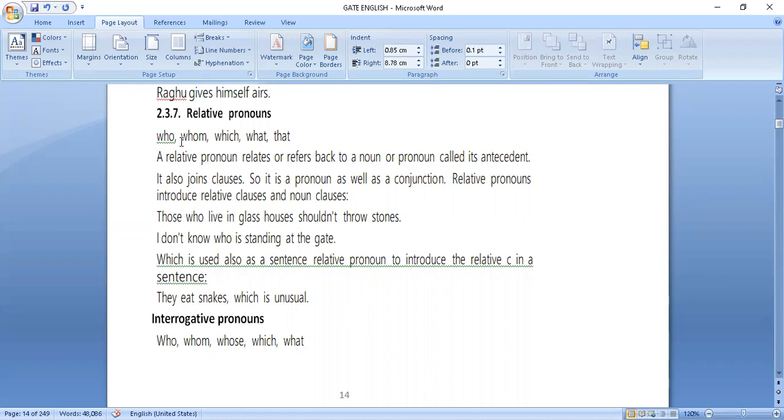These five words are relative pronouns. What is a relative pronoun? What is the definition? A relative pronoun relates or refers back to a noun or pronoun called its antecedent. So relative means making a relationship with a noun or pronoun. And what is this antecedent? Can anyone of you say?